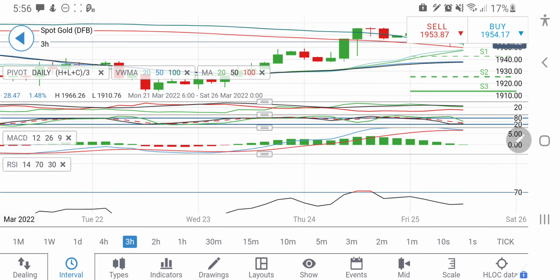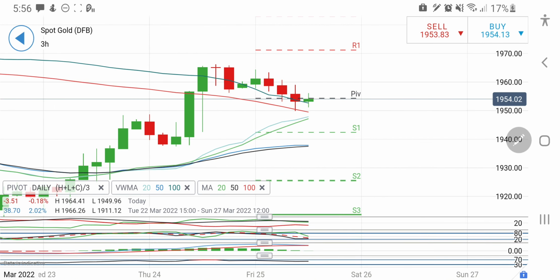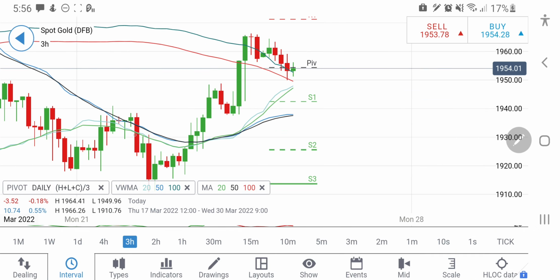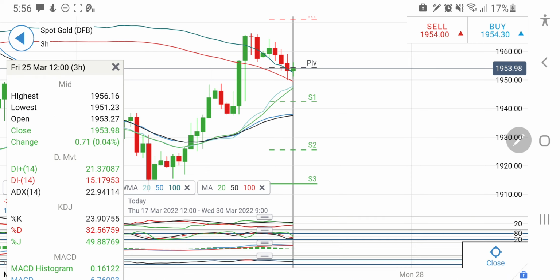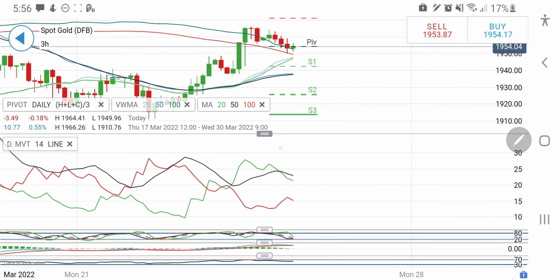Now look at the 3-hour charts. On the 3-hour charts as well, as I showed on the charts, there is a retracement rise. So if you see it breaking 1961, you can go long. The first target is 1965, then 1970 should get achieved. On the downside, there is a support at around 1947 levels, below which 1943 and 1937 should get achieved.